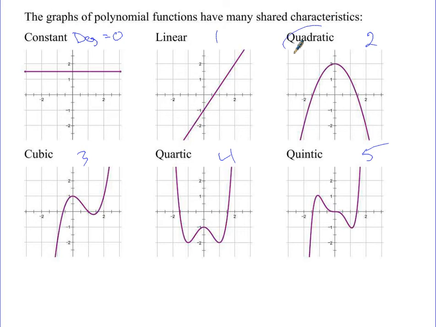That leaves the even degrees. What do you notice? Yes, they start and end in the same spot. So this one starts low, ends low. This one starts high, ends high. In between, some stuff happens. Okay? Overall, the general shape of this looks like a U.